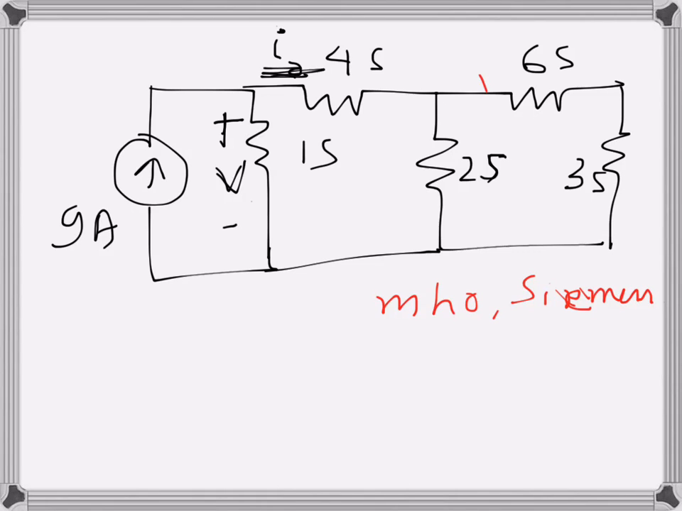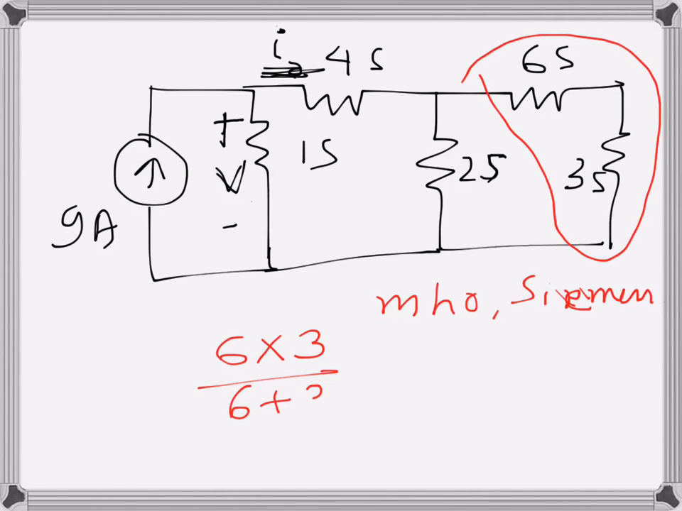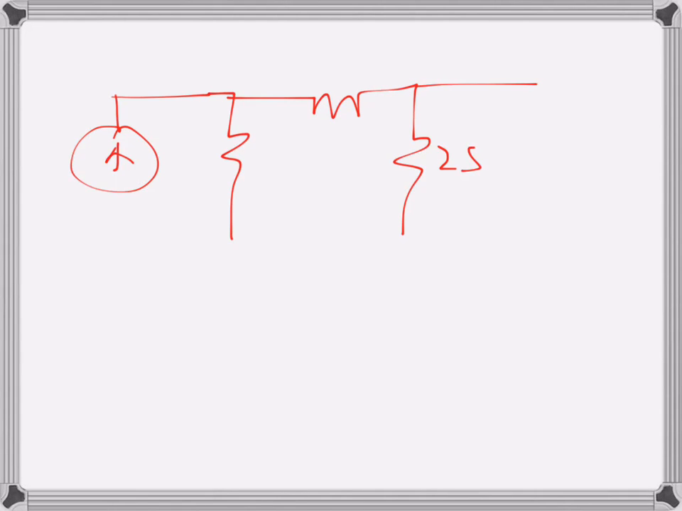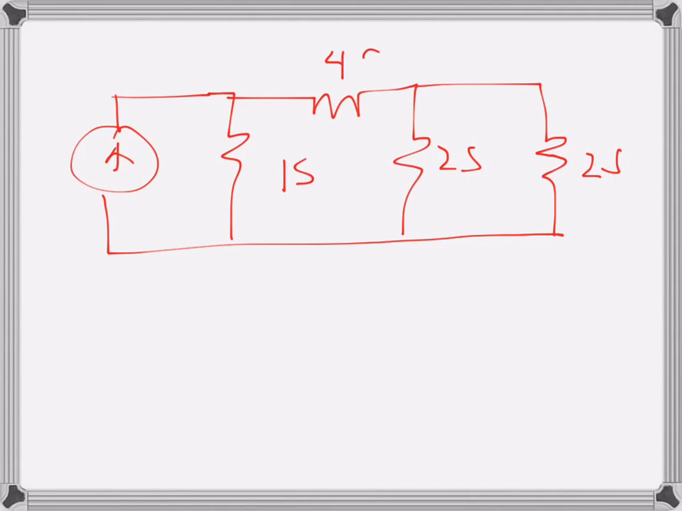What we first notice is these two are in series, and when two conductances are in series, the formula goes like resistances in parallel. So the equivalent one will be 6 times 3, 18 over 9, which is 2. So we will have the circuit like this. This is 2 S and this will be 2 S as well, and this is 1 S, this is 4 S, like that.